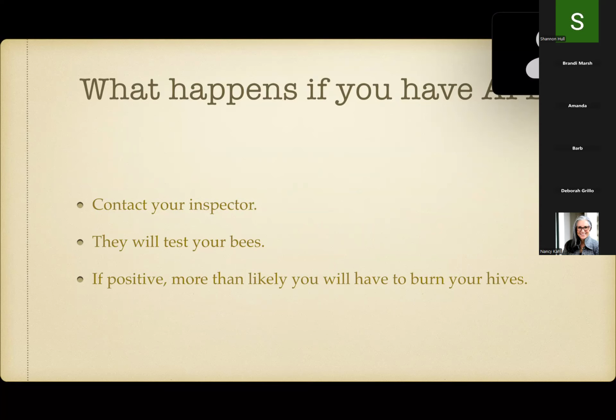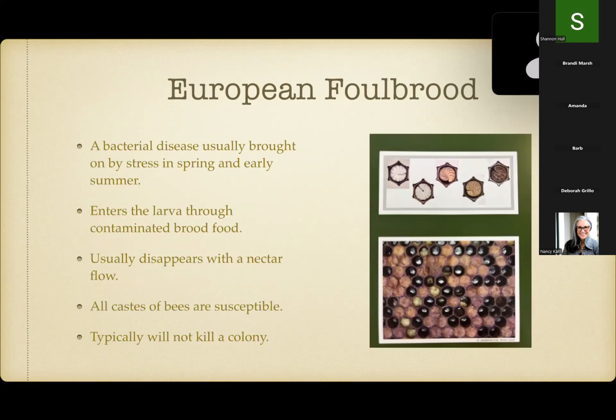It used to be they would treat with antibiotics. That is not as common anymore. You could pay to have your hives irradiated. It's very expensive. Typically, what happens, you end up burning your hives. Okay. So that is AFB. That is the evil mother of them all. So now I'm going to fly through these next ones.